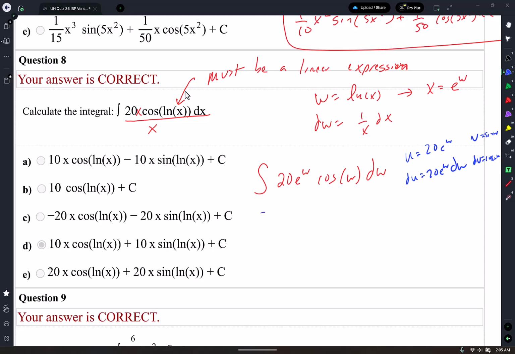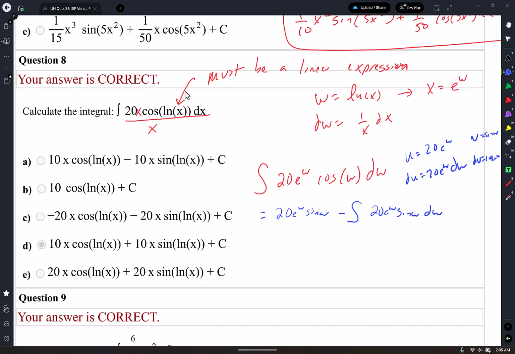So here we go. This expression, which was a hack, right? It was from this one. So this expression is uv. So 20 e to the w sine w minus integral of v du. So again, we're going to have 20 e to the w sine w dw.